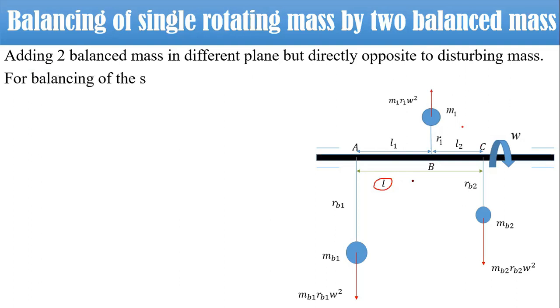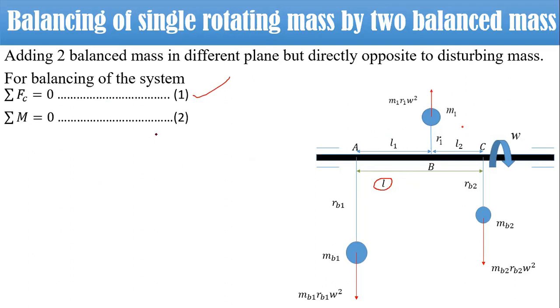The first condition is that the net summation of the force is equal to 0, so consider this to be equation number 1, and the second condition is that the net moment acting on this system is equal to 0. So this is considered to be equation number 2. So first we will go by equation number 1, the net summation of the force equal to 0.